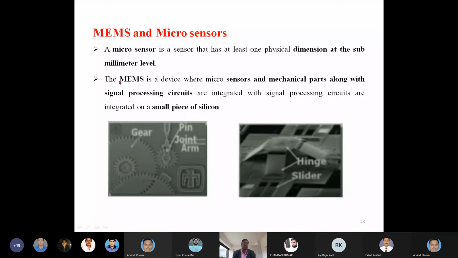Now in the MEMS, the micro electromechanical system, which includes both sensors and the electronic circuitry along with some mechanical actuation system, that becomes the MEMS. So that makes the MEMS. It is a device in which micro sensors and mechanical parts are integrated with the signal processing circuit, and these are available in a small piece of silicon. So this becomes very common in modern smart manufacturing applications.